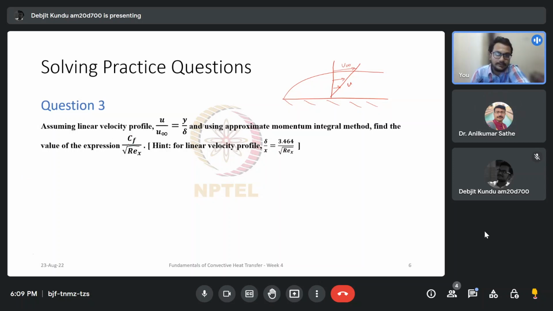So here in the final answer there is Cf. What does Cf constitute of? Cf is equal to tau wall divided by half rho u infinity square. Now this tau w has to be found out. So let's keep it here and we will write the expression for tau w.